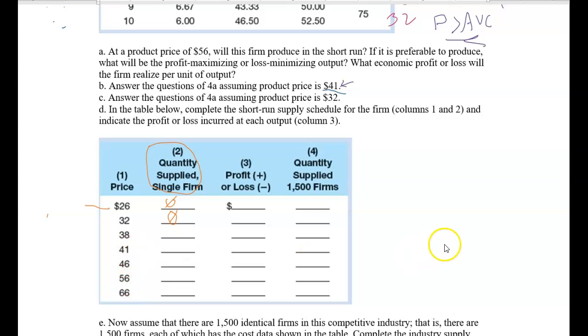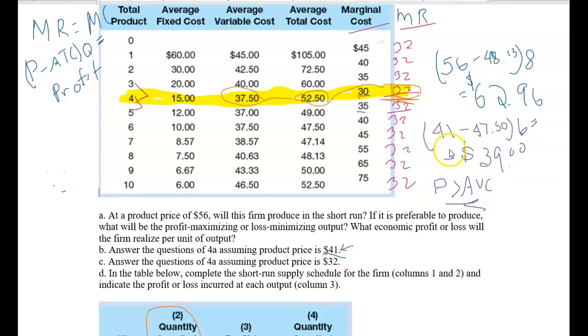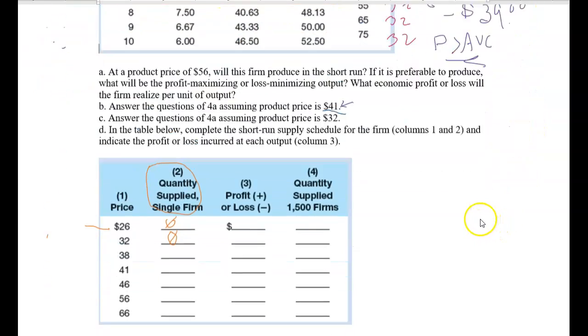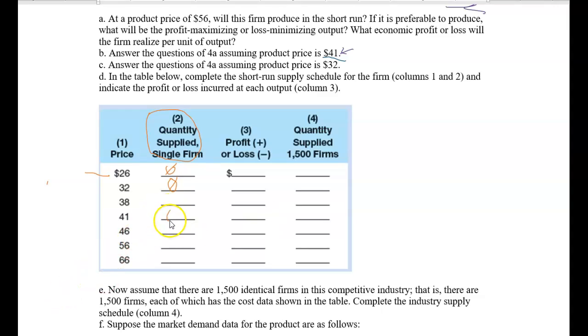Now we did say at a price of $41 right here, we would be producing 6 units. So that's an answer already there. Then we did say at $56, we would be producing 8 units of output. You have to figure out the profit and the loss. So this is not applicable. Okay, $26, we're not operating. $32, we're not operating at all.